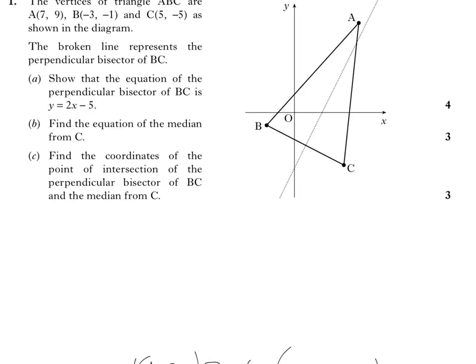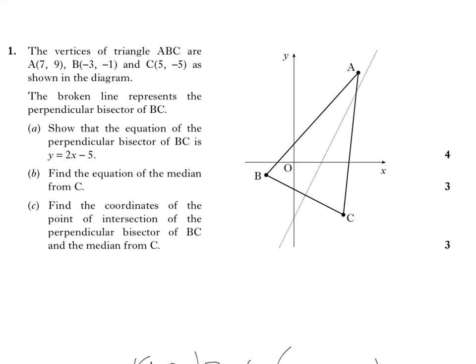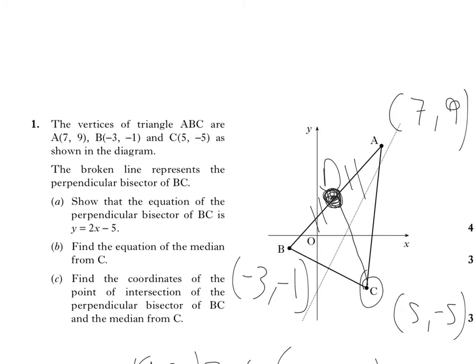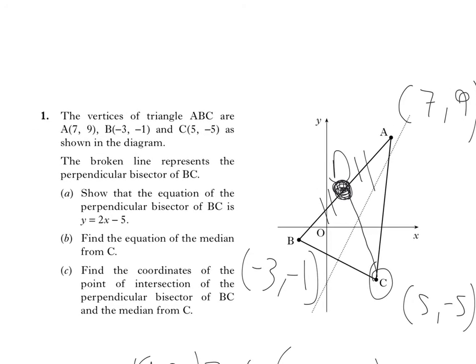Part B says find the equation of the median from C. Well, the median from C is a straight line that comes from C, and a median cuts an opposite line in the middle. So I need a point and gradient. I've got a point that lies on the line, which is (5, -5). To find the gradient, I'll need to find a second point. So that is the midpoint here at D. It's the midpoint of BA.